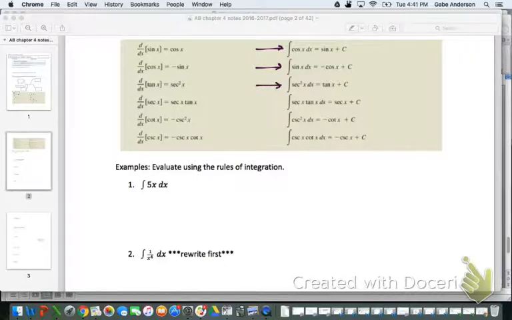So the antiderivative of secant squared, what I'd expect you to do is remember that the derivative of tangent is secant squared. So if you reverse that and you think about the antiderivative of secant squared, you should end up with tangent. And then these other three rules are in a similar fashion to that one. You want to remember that the derivative of secant is secant of x tangent of x, and so the antiderivative would just reverse that exactly to get that particular rule right there.